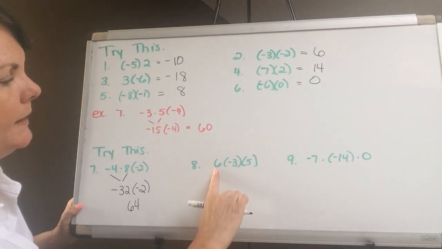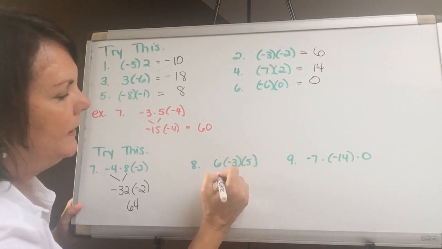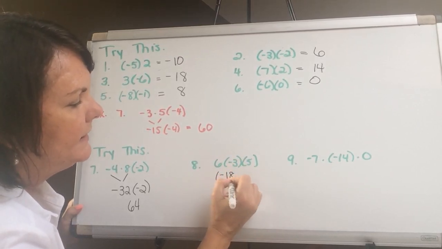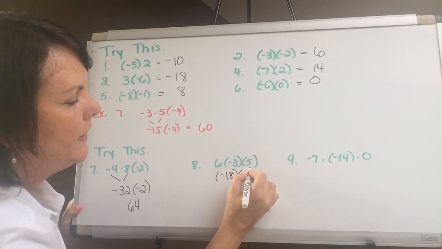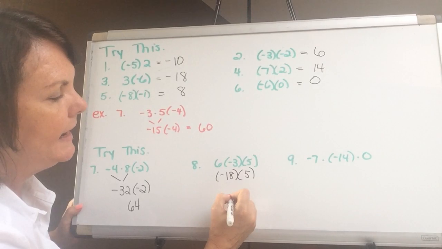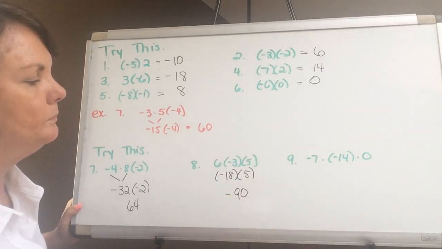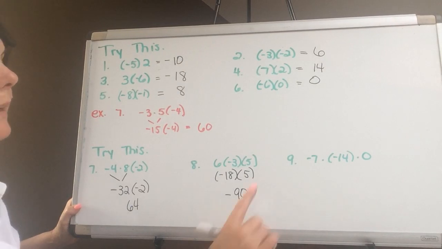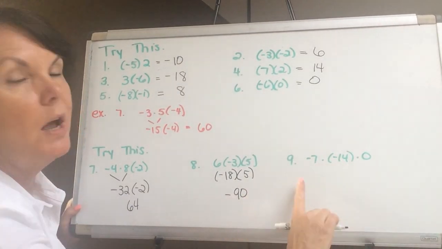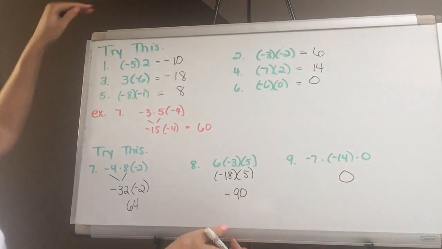Over here, 6 times negative 3 times 5. 6 times negative 3, a positive times a negative is a negative, and 6 times 3 is 18, and then multiply that by 5. A negative times a positive is a negative, and 18 times 5 is 90. And number 9, negative 7 times negative 14 times 0. Again, anything times 0 is 0.